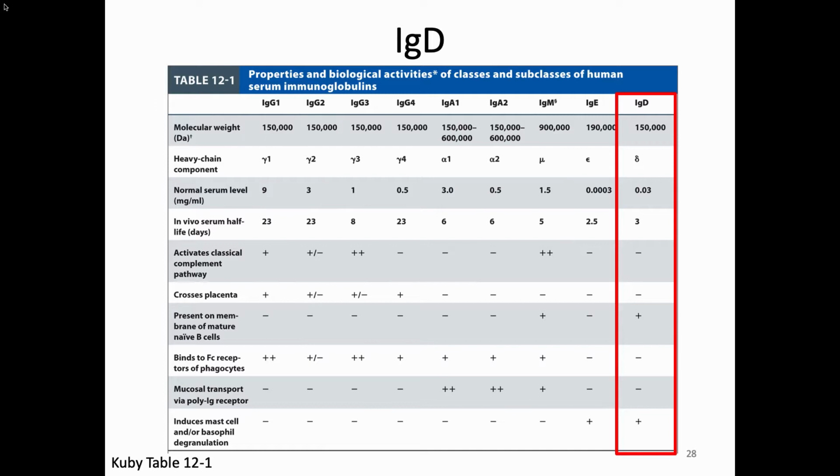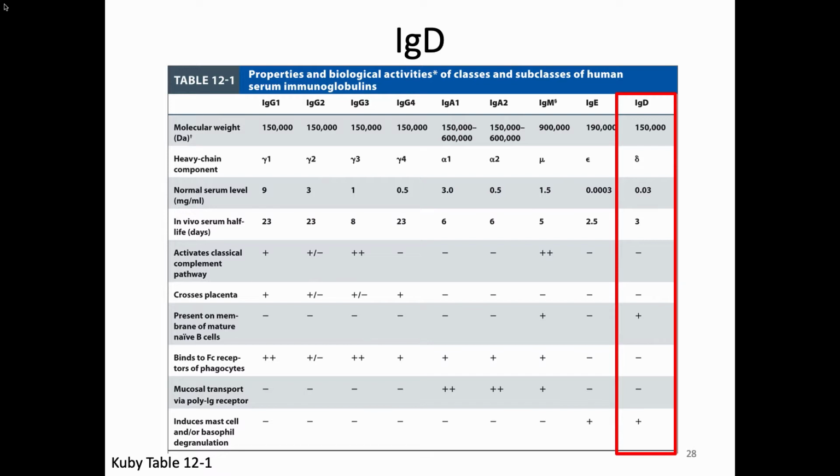And so maybe the reason why we never knew a function for IgD is because we didn't have the right tools to study it. And so this has been something that people are now starting to realize, is that IgD may be really important for basophils, while IgE is really important for mast cells, but this is much newer information. Yep? What about the presence on membrane of B-cell naive? Yes, so when we get to B-cell development, IgD will be an important marker of a certain stage of development.